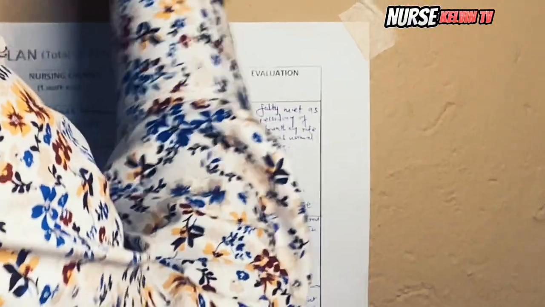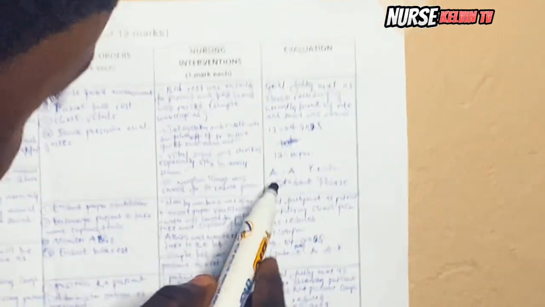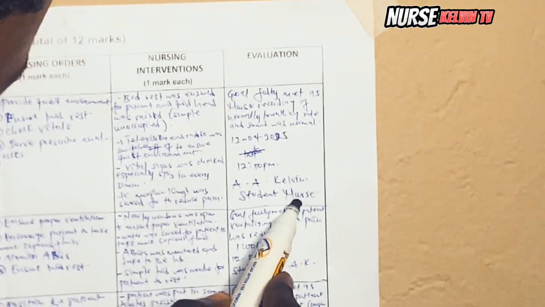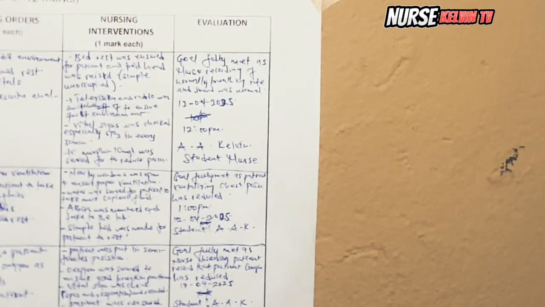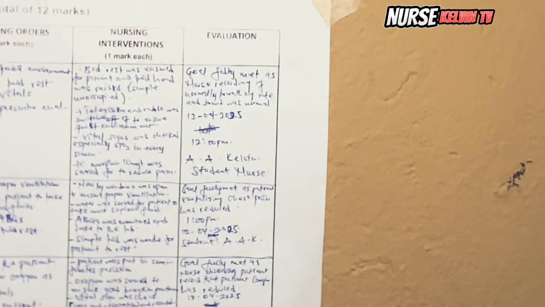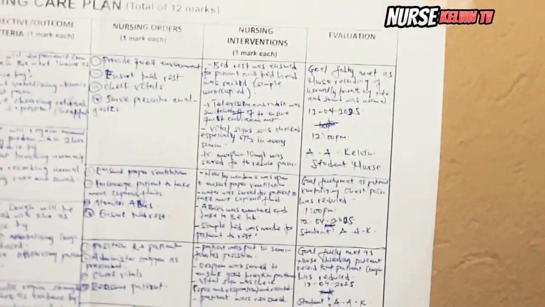Student nurse. Then I write student nurse, AAK. Those are my initials. That's the signature.